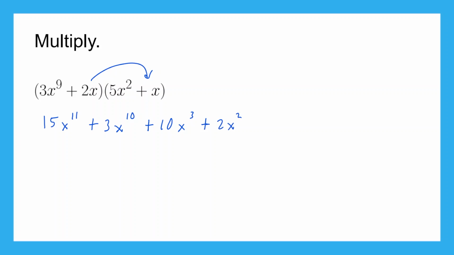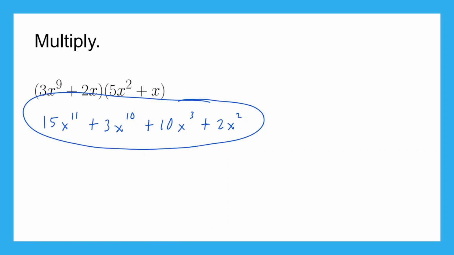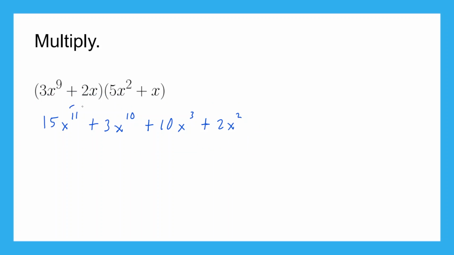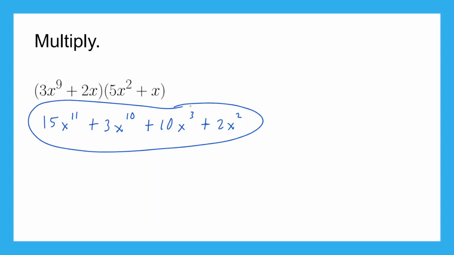2x squared. Now the next question is, can we combine any like terms? Now remember, like terms are like terms if they have the same variable and the same exponent. Here we have an exponent of 11, here we have an exponent of 10, here we have an exponent of 3, and here we have an exponent of 2. So we cannot simplify this expression anymore, and that is our final product.